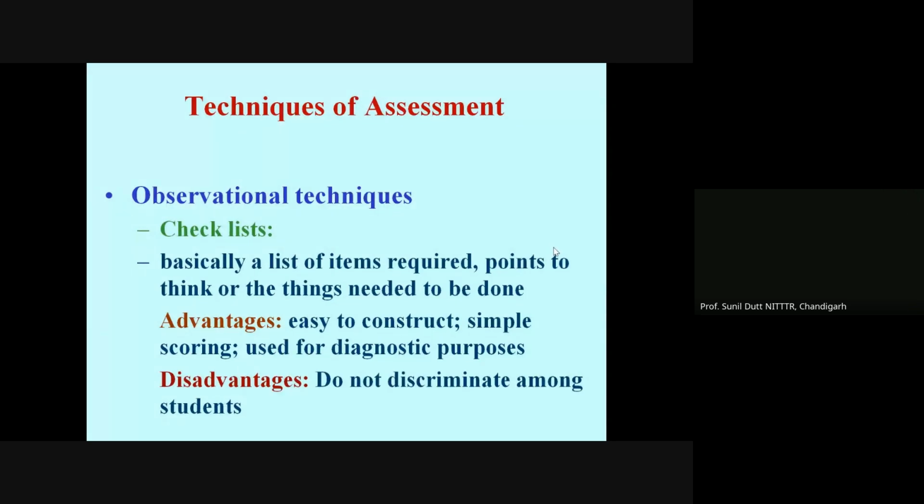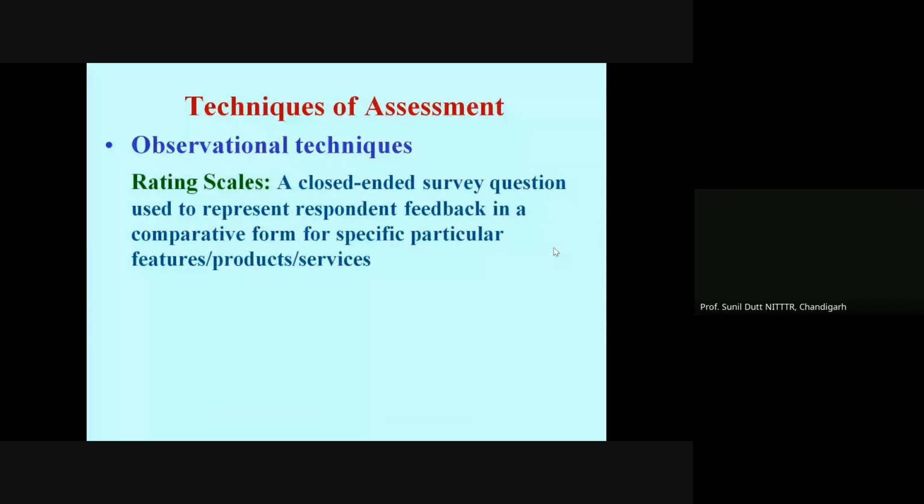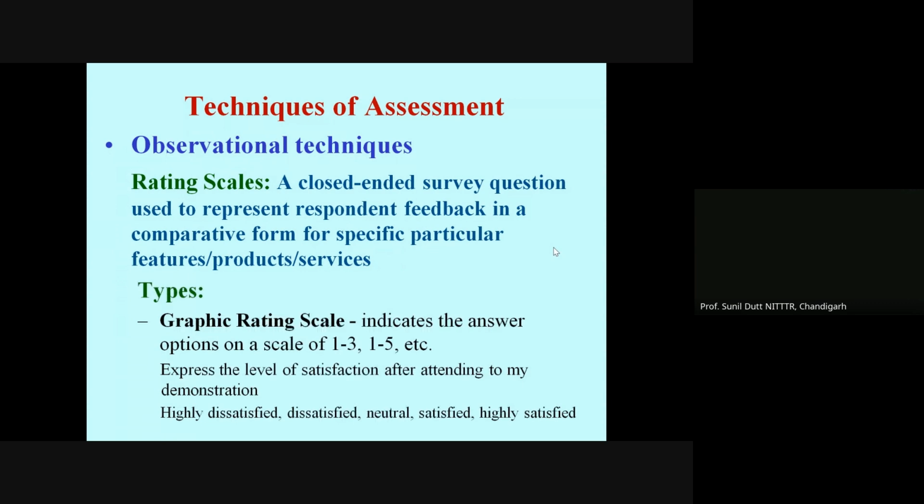But this kind of observation technique does not discriminate among students, because it indicates only the presence or absence of some behavior. To overcome this difficulty, we can go for rating scales, which are closed-ended questions used to represent respondent feedback in a comparative form for a particular feature, product, or service. For example, the graphic rating scale.